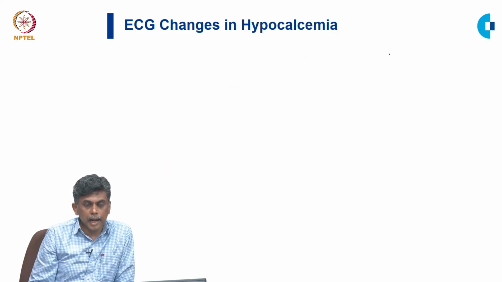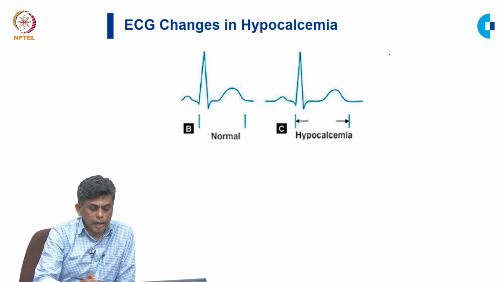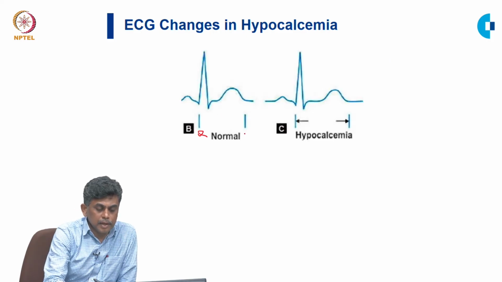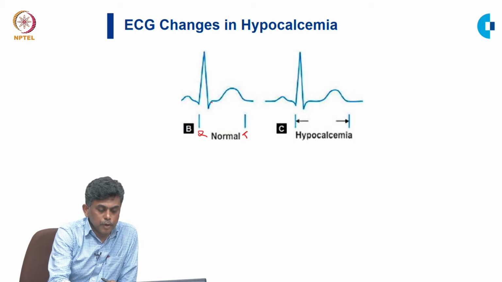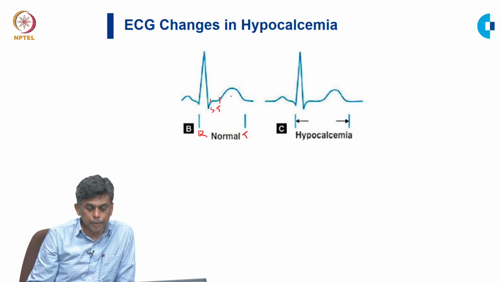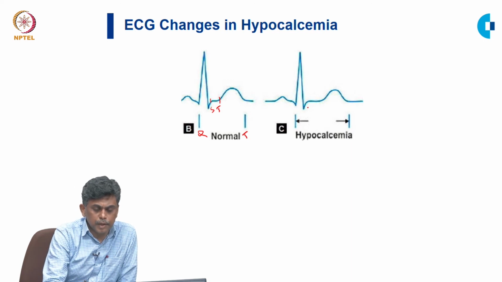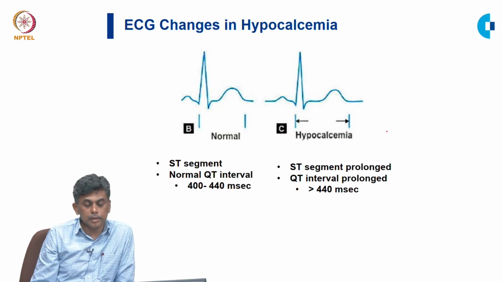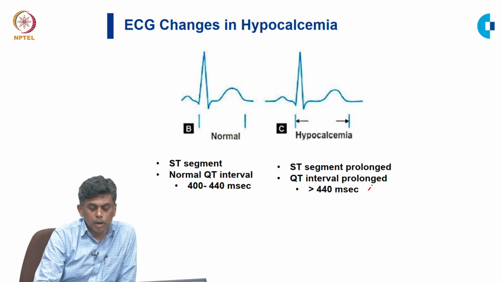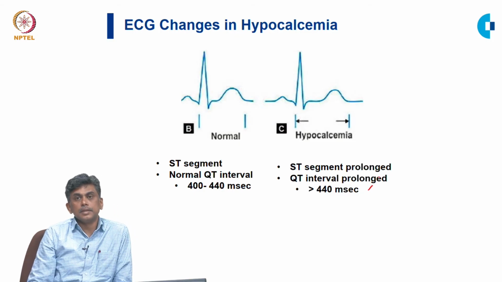Now in hypocalcemia, what happens? And again normal, this is the QT interval, and this, we know, is the ST segment. So what is going to happen in hypocalcemia? The ST segment is going to be elongated, become long. So as a result, QT will be prolonged. So QT is prolonged above 440 milliseconds.